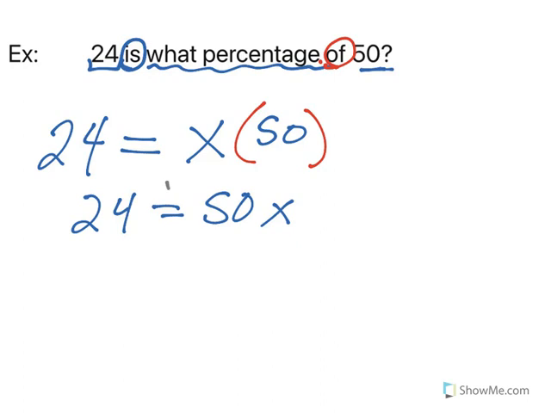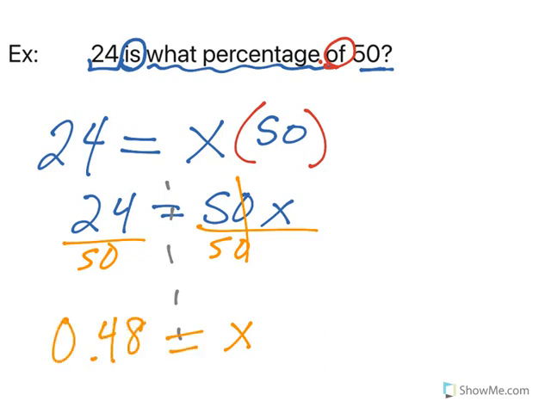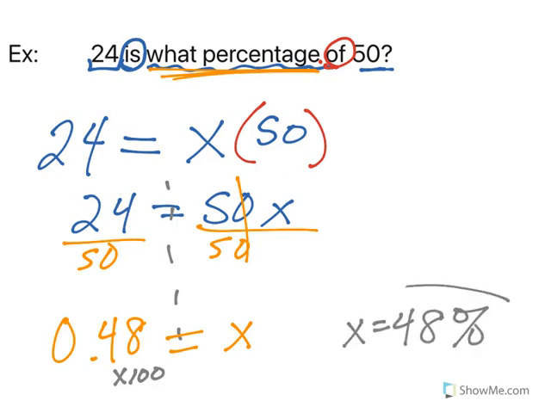And now, again, we want to get x by itself, so I'm going to divide both sides by 50 to isolate the variable. So x equals 0.48. But go back and, this is why I always read the question again. 24 is what percentage? So I need to take my decimal of 0.48 and we multiply by 100 to change it to a percent. So I have 48%. So 24 is 48% of 50. That's what we're doing here.